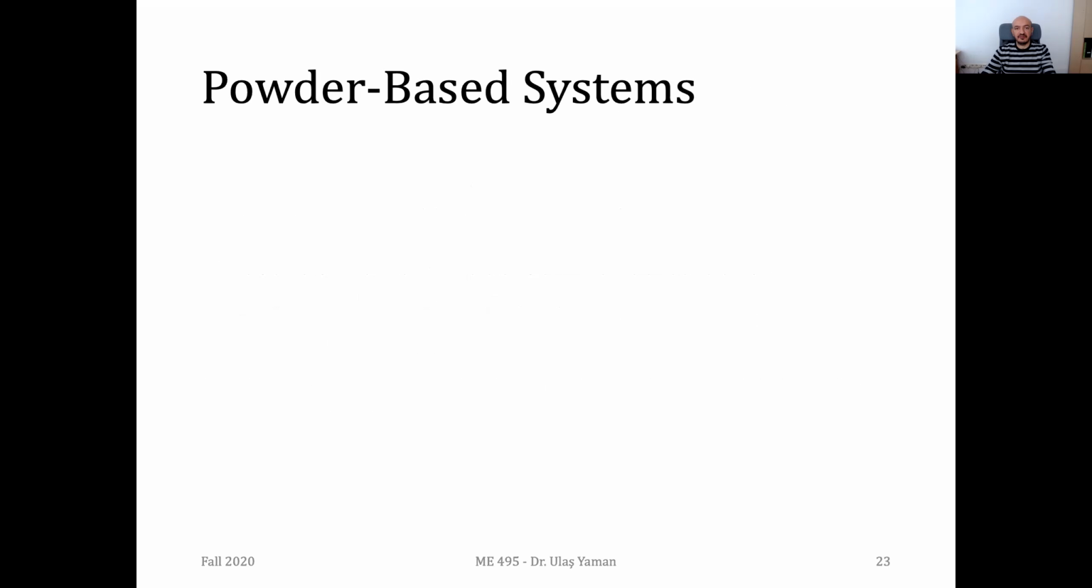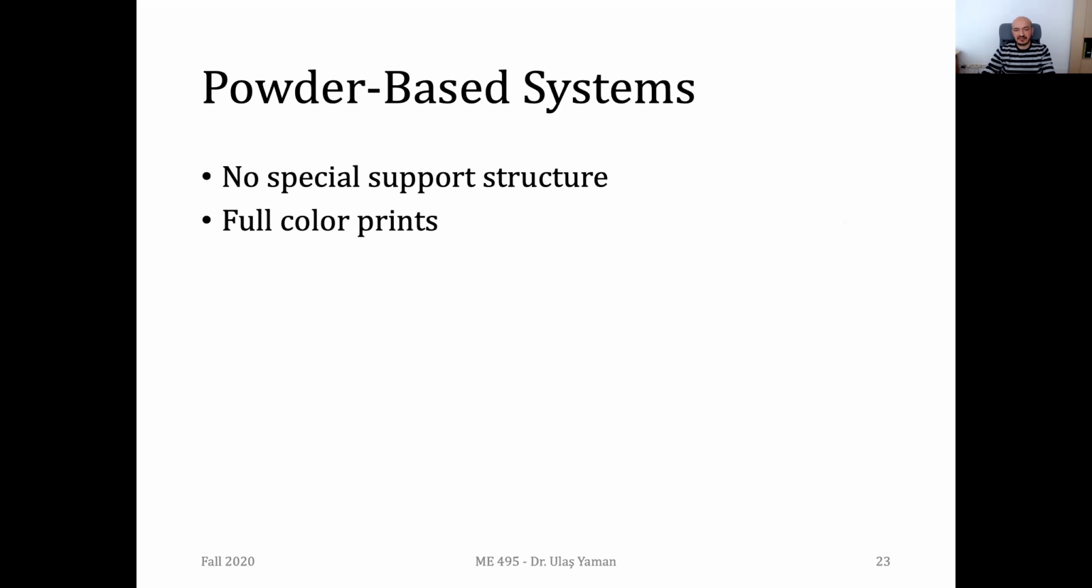Then we have some powder-based systems. In powder-based systems, we use, obviously, as the name implies, a powder bed, and we don't need special support structures, especially for plastic ones, for the polyamide case, for instance. But if it's a metal, and if it's using a powder bed, then still we need to use some support structures. We will discuss these details once we are spending some time on powder-based systems.